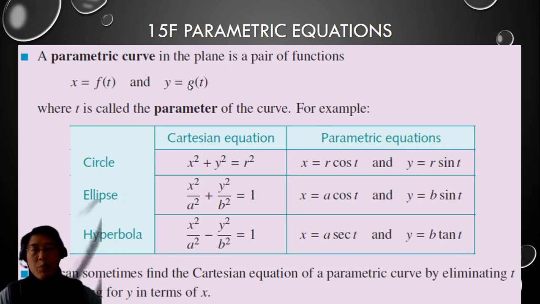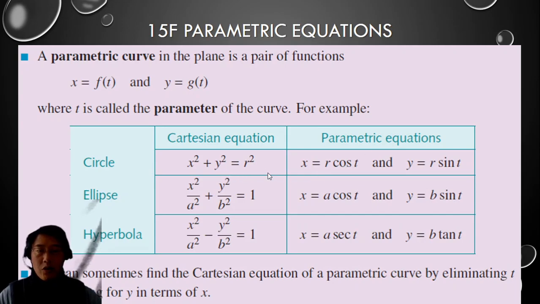So what we have is that both x and y coordinates are a function of a third variable, where t is called the parameter of the curve. T is usually described as a time variable. And those are the examples. So the left hand side you should be familiar with. For circle, ellipse, and a hyperbola, those are your Cartesian equations respectively, and we can express them as a parametric equation by having x and y equal to those functions, and that's what you need to be familiar with.